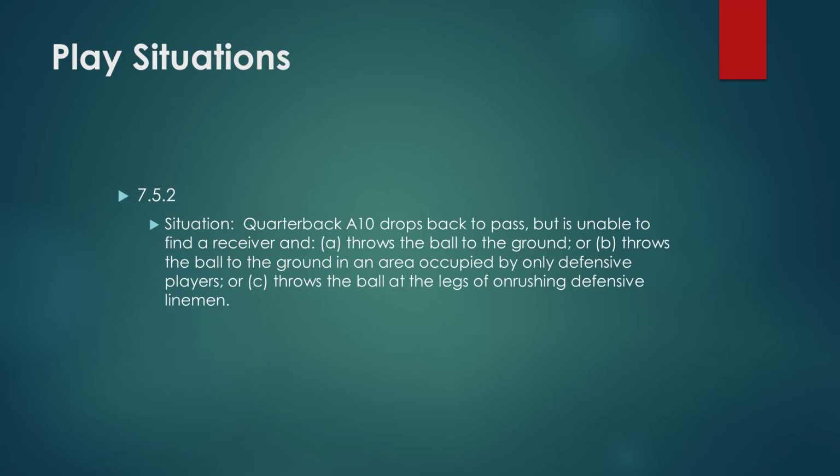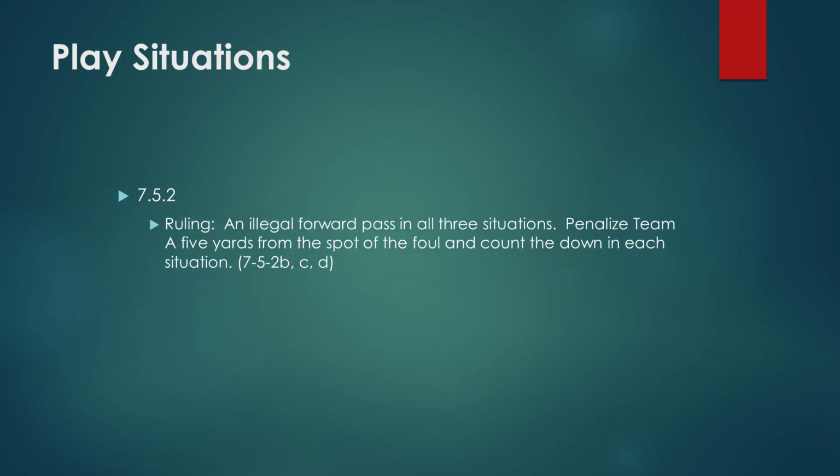7-5-2 situation. Quarterback A10 drops back to pass but is unable to find a receiver, and in situation A, throws the ball to the ground, or B, throws the ball to the ground in an area occupied by only defensive players, or C, throws the ball at the legs of onrushing defensive linemen. This is an illegal forward pass in all 3 situations. You would penalize Team A 5 yards from the spot of the foul and then count the down in each situation. And the references are 7-5-2-B, C, and D.